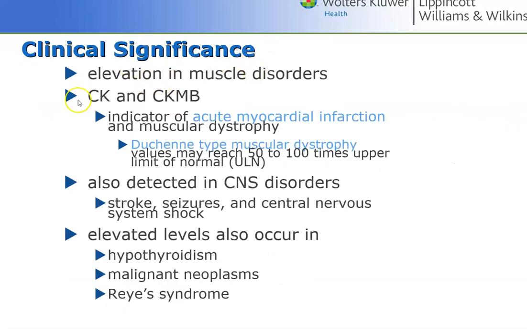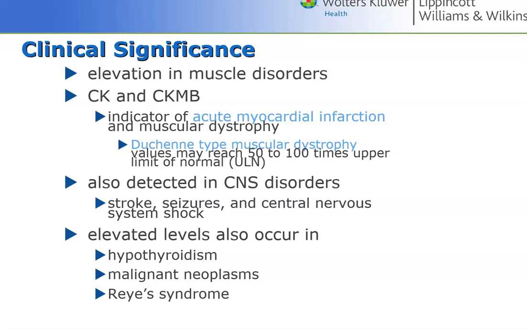Okay, so we'll see CK increase most of the time when it's a muscle issue or a heart issue. When CK gets above a certain value, if the patient's presenting with chest pains and shortness of breath and things like that, then we're going to look for the CKMB fraction to find out if it's heart or if it's muscle that's making this go up.